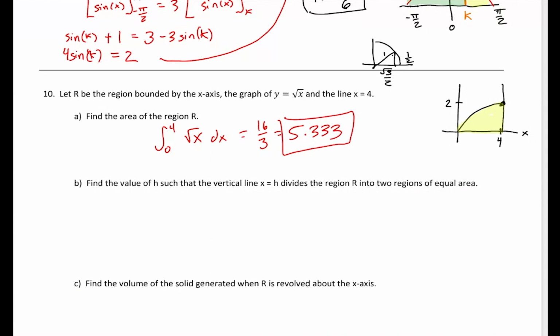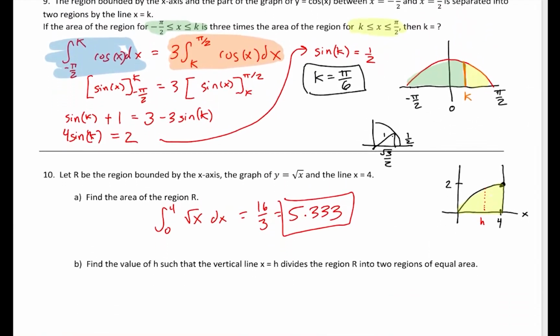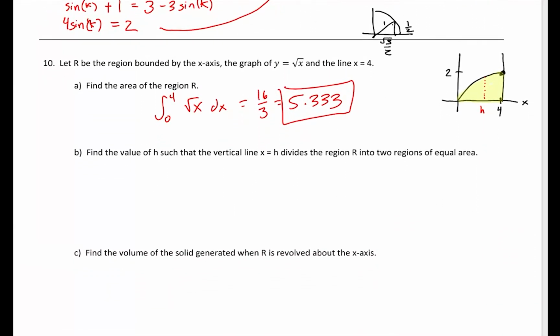All right, part B, find the value of h such that the vertical line x equals h divides the region into two regions of equal area. Okay, so h is going to be somewhere here. Not sure exactly where it is, but we're going to approach it the same way we did up here. We're going to take the shortcut this time. Here's what you're going to type into Desmos. I'm going to say f of h is the integral from 0 to h of root x dx.